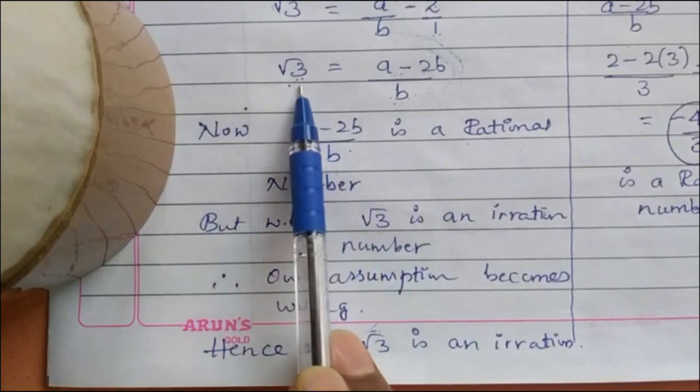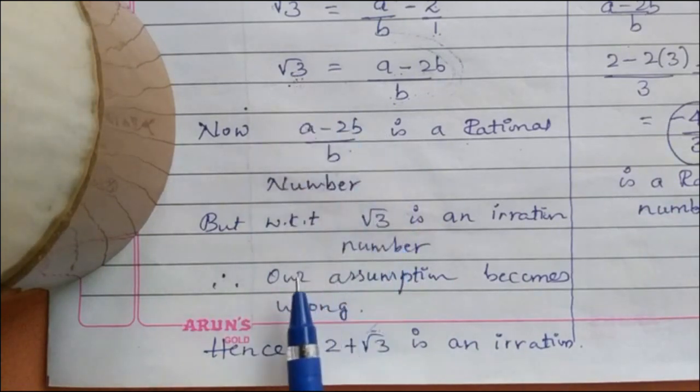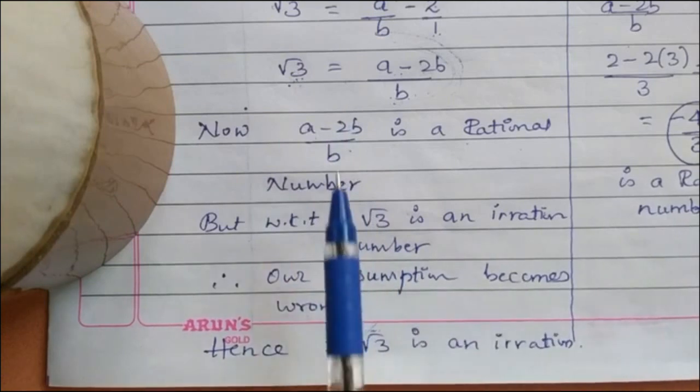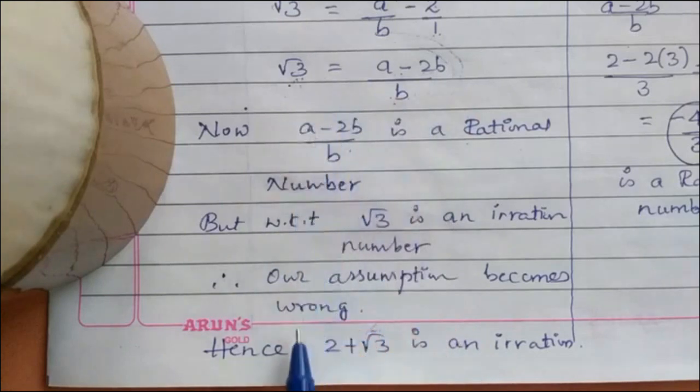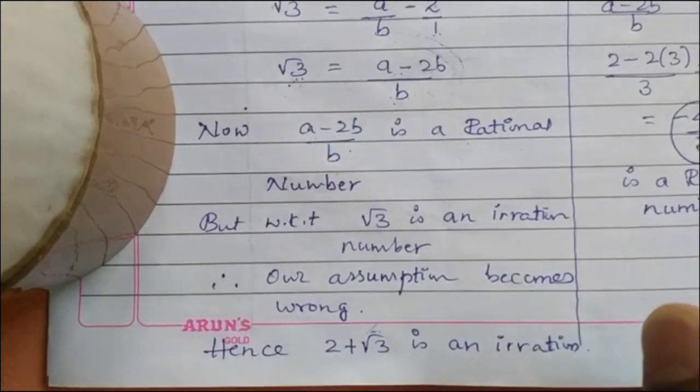But we know that root 3 is an irrational number, which we proved in the last class. Our assumption becomes wrong because an irrational number would equal a rational number. This leads to a contradiction. Our assumption is wrong. Hence 2 plus root 3 is an irrational number.